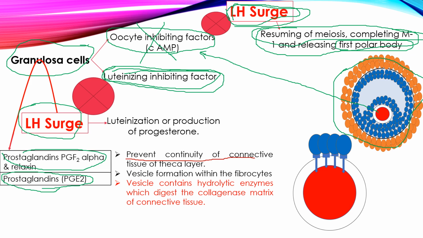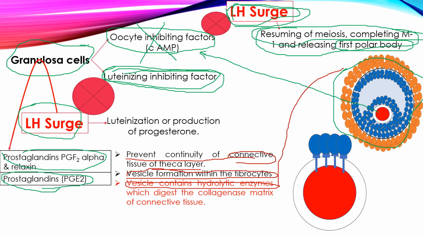They prevent continuity of connective tissue, the formation of connective tissue in the theca layer, and vesicle formation is also stimulated by the prostaglandins in the fibrocyte. This is very important because the vesicles in the fibrocyte contain hydrolytic enzyme, and that hydrolytic enzyme is released over the theca layer and causes digestion of the collagenase matrix, which is over the surface of the follicle. So the formation of the vesicle and the release of digestive or hydrolytic enzyme that digests the matrix or collagen over the follicle is very important.